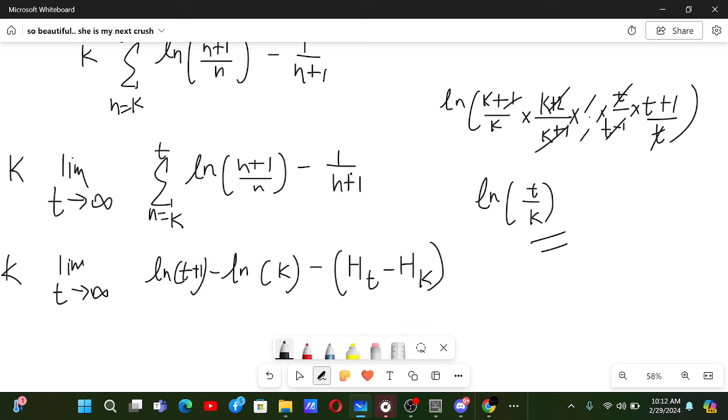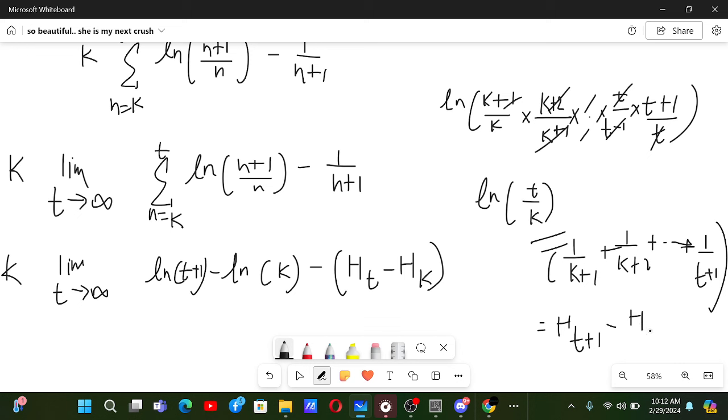Okay, and now over here, this also goes up to t plus 1. So basically now this will just be 1 by k plus 1 plus 1 by k plus 2 up to 1 by t plus 1. So this is basically h of t plus 1 minus h of k. I had made a mistake over here as well.